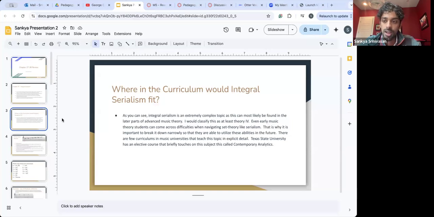This is why it's important to break it down narrowly so that they are able to utilize these abilities in the future. There are few curriculums in music universities that teach this topic in explicit detail. Texas State University has an elective course that briefly touches on the subject called Contemporary Analytics.